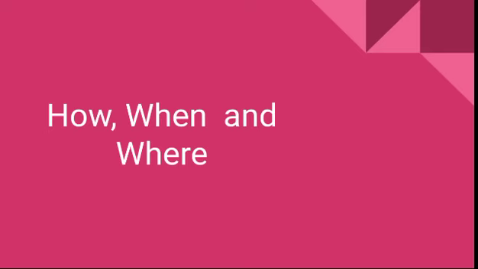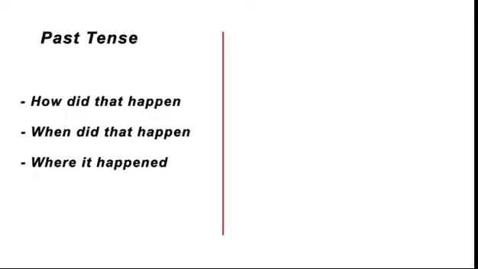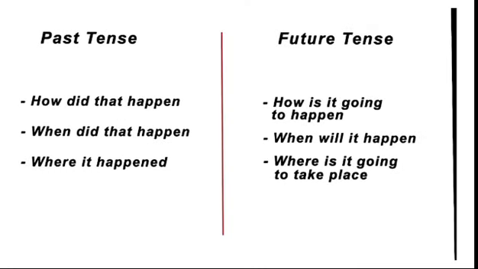How, when and where. These are the words that we associate with history or any past events. For example, how did that happen? When did that happen? Where did it happen? These words indicate past events. Of course, from a grammar point of view, we always use these words for future events. How is it going to happen? When will it happen? Where is it going to take place? Since we are reading history, here we take them for past events.